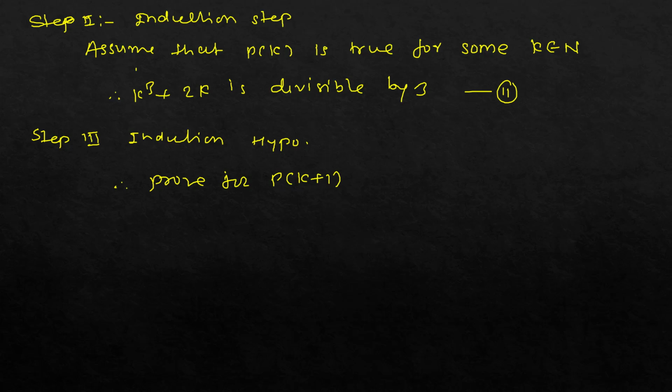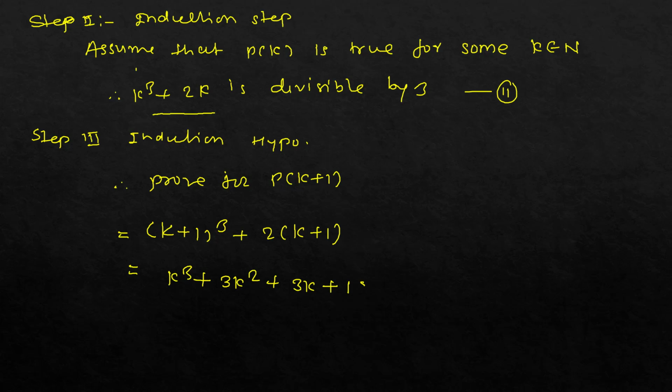Now the equation given, this is a constant term. So if it is a constant term, what do we have to do? We have to replace. That is, we have to prove for k plus 1 bracket cube plus 2 within the bracket k plus 1. So is equal to, now a plus b bracket cube, that is k cube plus 3k square plus 3k plus 1 cube, plus multiply by 2. So we get 2k plus 2 is equal to k cube plus 3k square plus 3k plus 2k. So we get 5k, that is 3k plus 2k, and then plus 1 plus 2 is equal to 3.